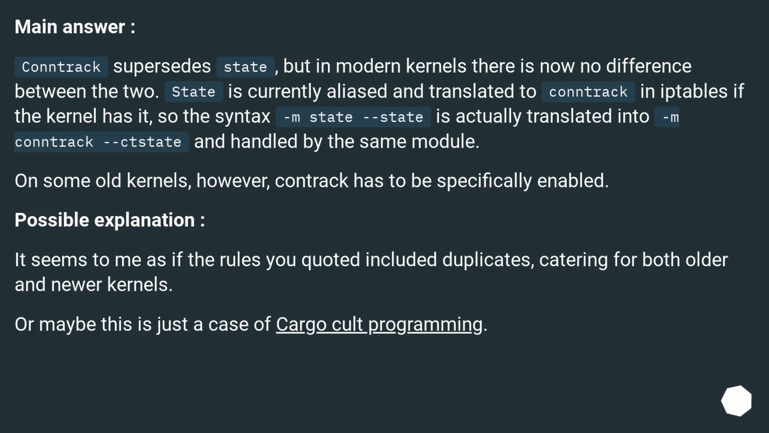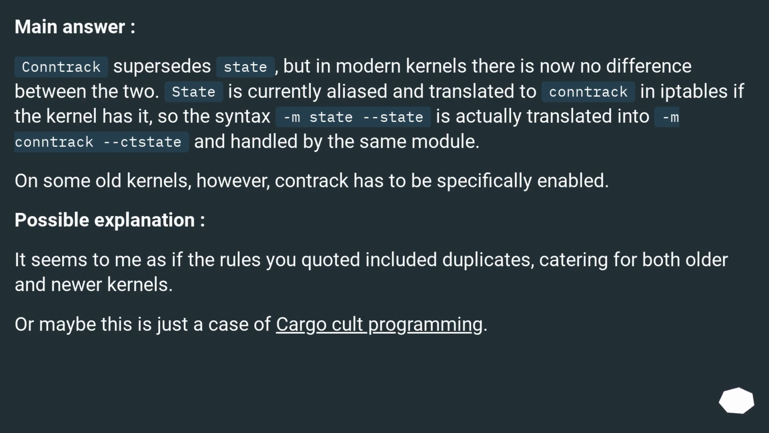Main answer. Conntrack supersedes state, but in modern kernels there is now no difference between the two. State is currently aliased and translated to conntrack in iptables if the kernel has it, so the syntax -m state --state is actually translated into -m conntrack --ctstate, and handled by the same module. On some old kernels, however, conntrack has to be specifically enabled.